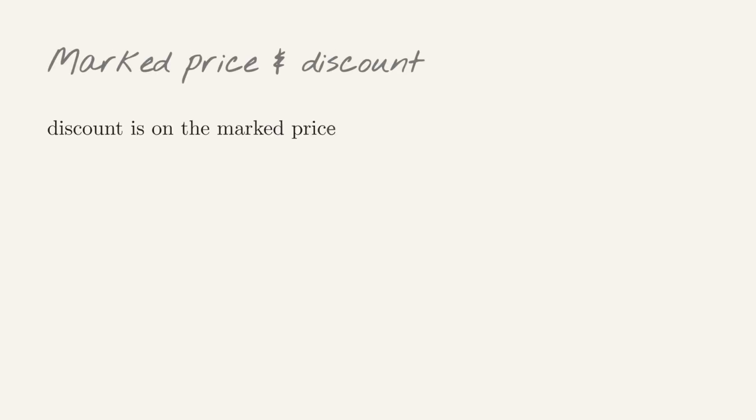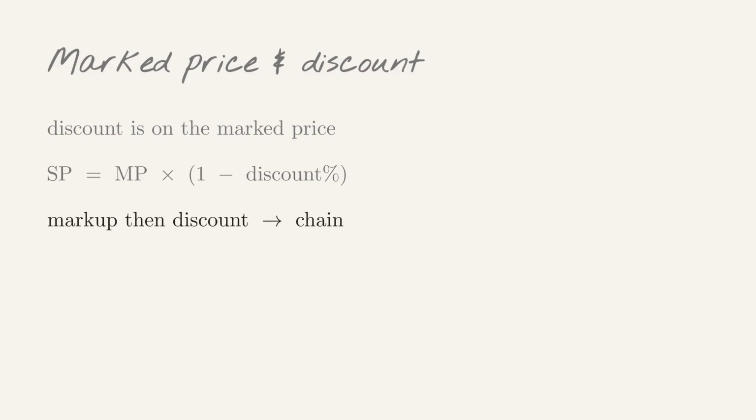Shops mark a price up, then offer a discount on that marked price. Discount uses the marked price as its base, just as profit uses cost. Mark up 50%, then give 20% off. 1.5 times 0.8 is 1.2, a clean 20% profit overall. Markup and discount simply chain like any successive changes.